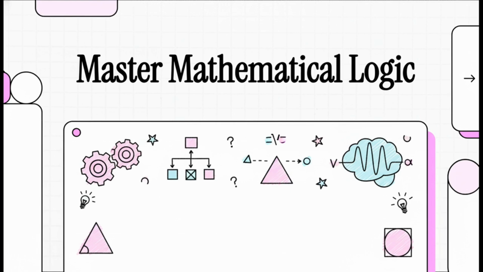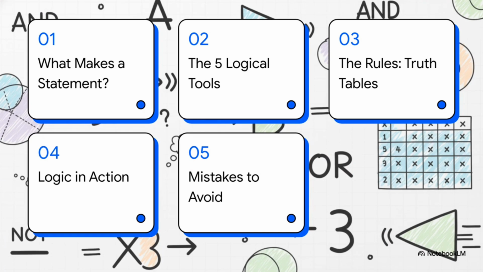Ready? Let's jump in. So here's the game plan. First, we've got to nail down the absolute basics. What is a statement in logic? Once we've got that, we'll get into the fun stuff, the 5 key tools you'll be using. Then we'll learn the rules of the game with truth tables, see how it all works with some real exam questions, and, most importantly, I'll show you the common mistakes so you don't make them. Let's kick things off with that first step.